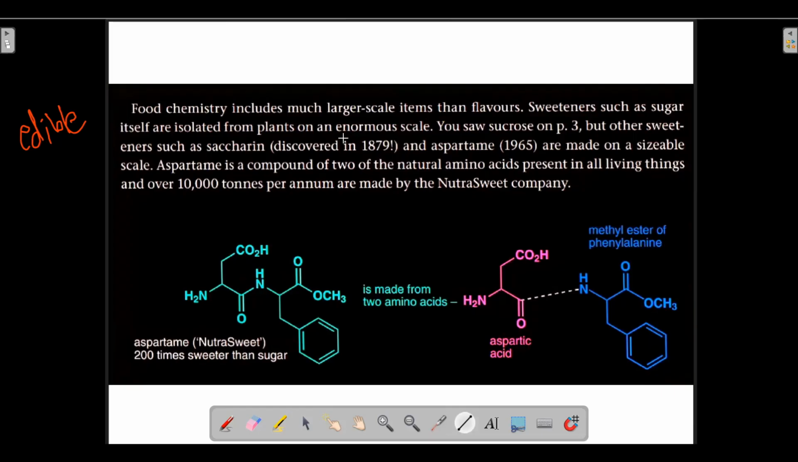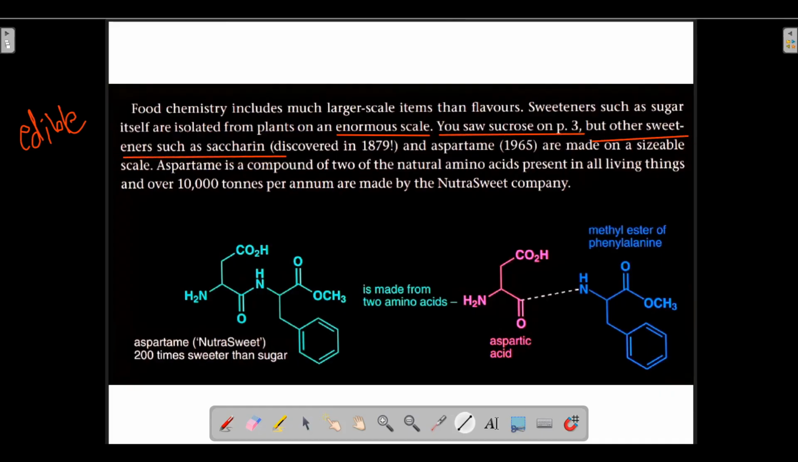In millions and billions of tons, we isolate these substances from the plants. That is on an enormous scale, on an industrial scale. We saw sucrose on page number 3, but other sweeteners such as saccharin.